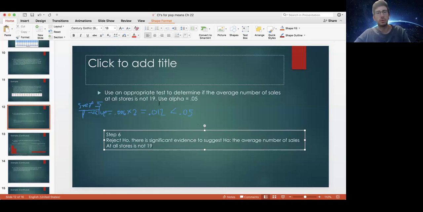This pretty much wraps it up for chapter 19 and chapter 22, hypothesis tests. So next we'll start on chapter 23.